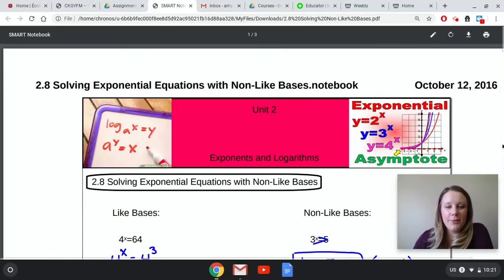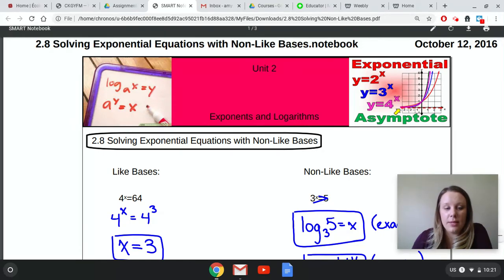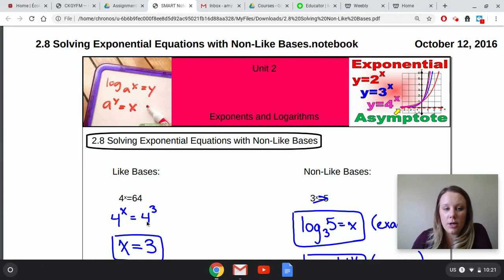Hi, here we are with lesson 2.8, solving exponential equations with non-like bases. So this first slide just reviews the like bases strategy that we learned a while ago. So 4 to the x equals 64. When you have a feeling that 64 can be written as a base of 4, you want to try that first. This is a simpler way of solving.